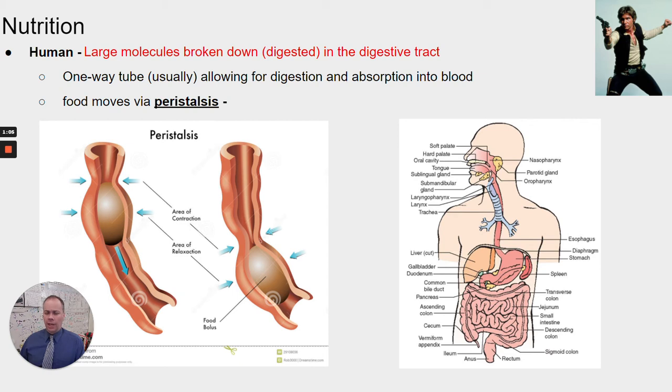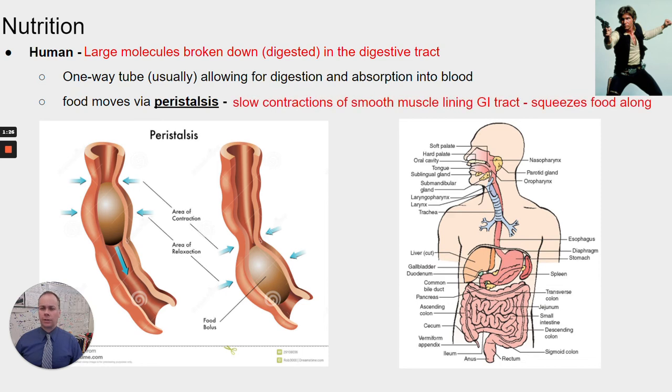and then eventually leaving the body at the rectum. And when we consume food, if we swallow a piece of a cereal bar, it doesn't just fall into our stomach by gravity. It's actually squeezed from the esophagus down into the stomach, and it'll continue to be squeezed throughout the entire digestive system. That process is called peristalsis.